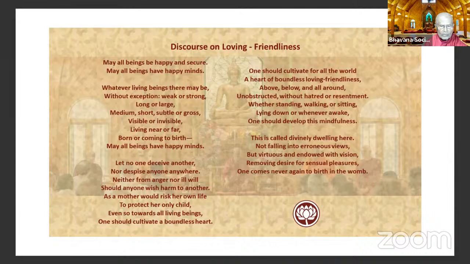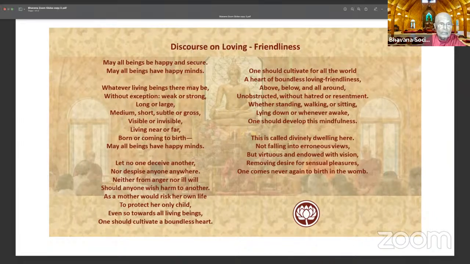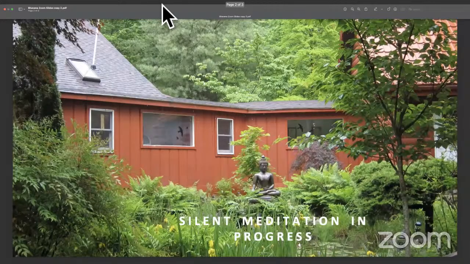One should develop this mindfulness. This is called divinely dwelling here, not falling into erroneous views, but virtuous and endowed with vision, removing desire for sensual pleasures. One comes never again to birth in the womb. Now let us do some meditation until I ring the little bell.